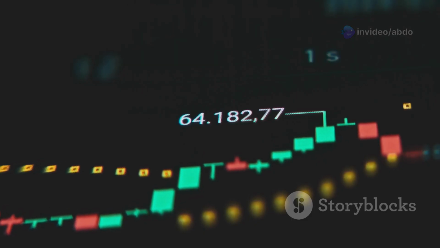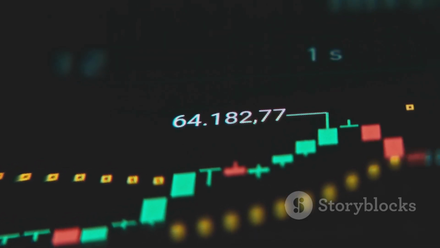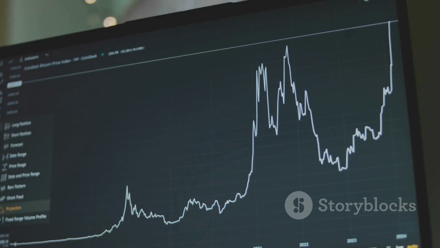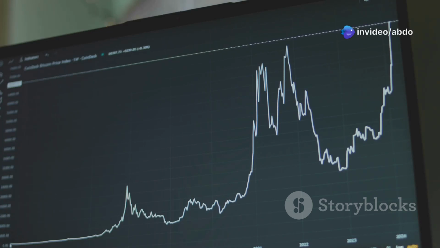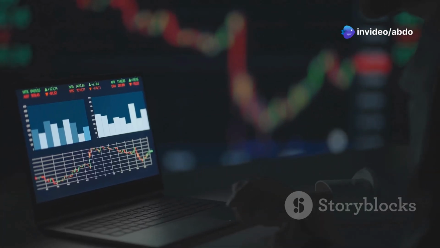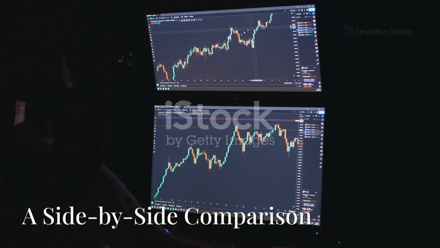The inherent risk in futures trading is substantially higher than in spot trading. Even small price fluctuations can lead to significant losses, especially with high leverage. This makes futures trading unsuitable for beginners and those with a low-risk appetite.